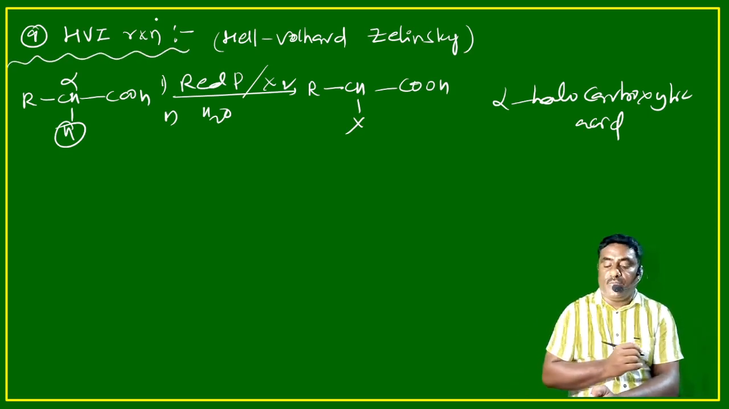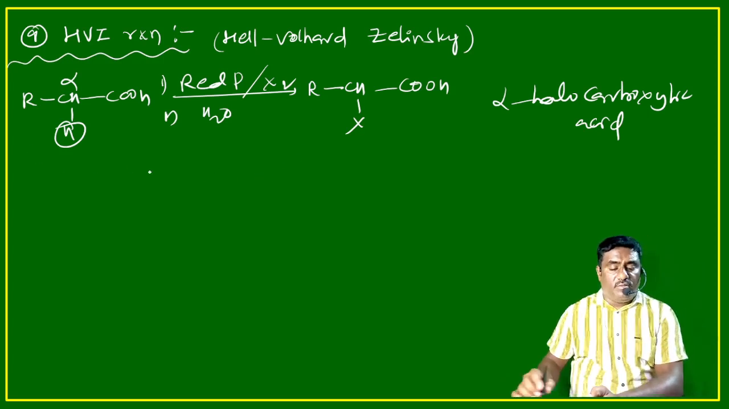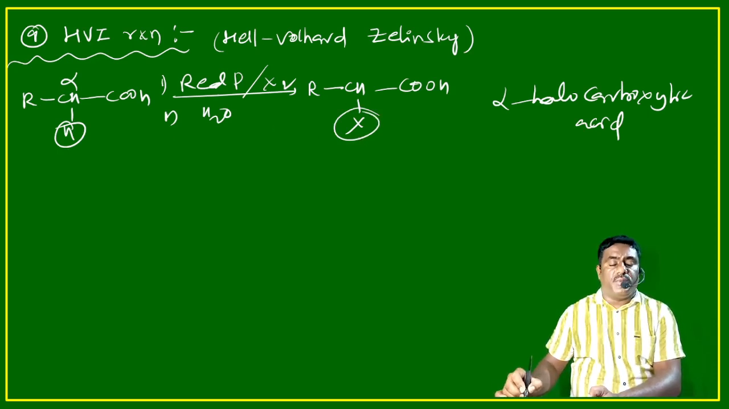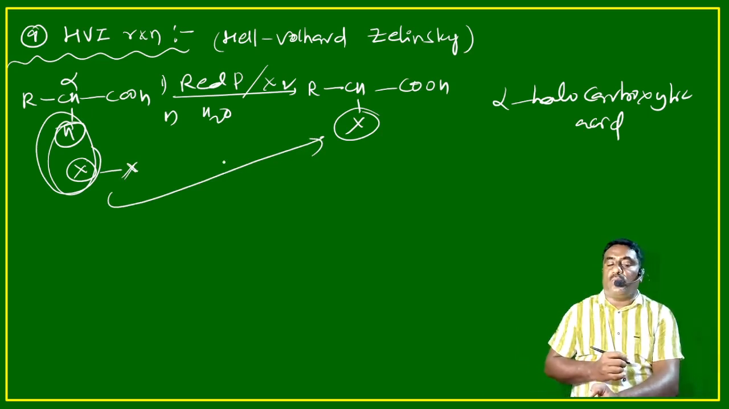Hell-Volhard-Zelinsky reaction. See, have a look at an example. Very simple. The alpha hydrogens are replaced by a halogen atom in the presence of red phosphorus and halogen, H2O. It is the HVZ reaction. It is very simple. X2 gives HX, and X is attached at the alpha hydrogen position. It forms alpha halocarboxylic acid.